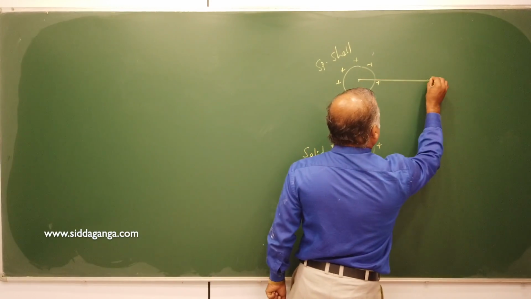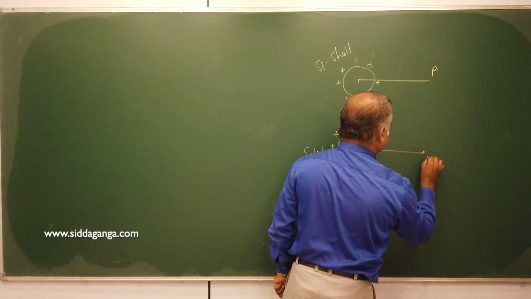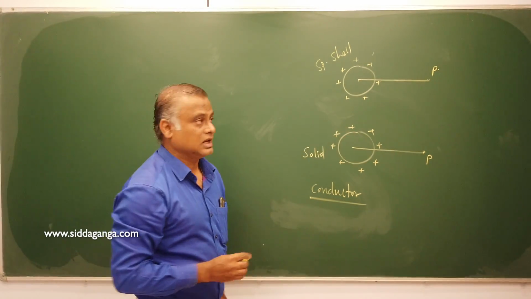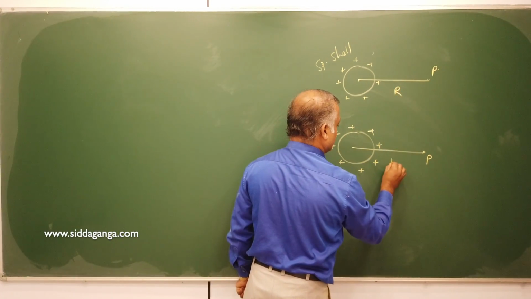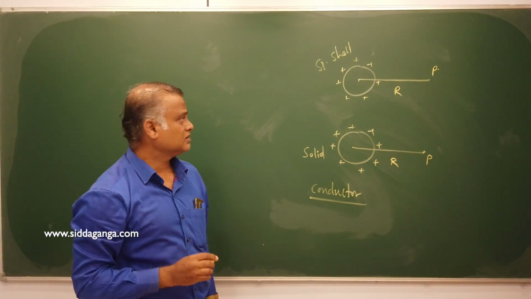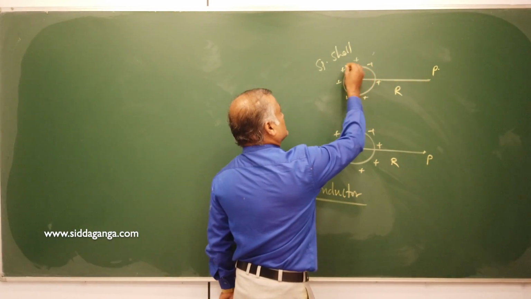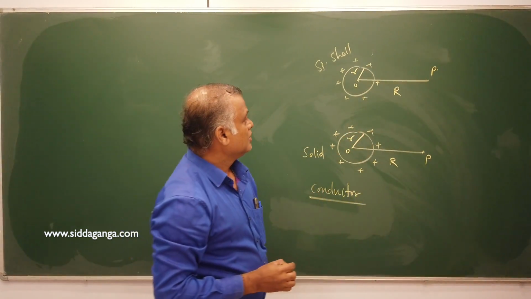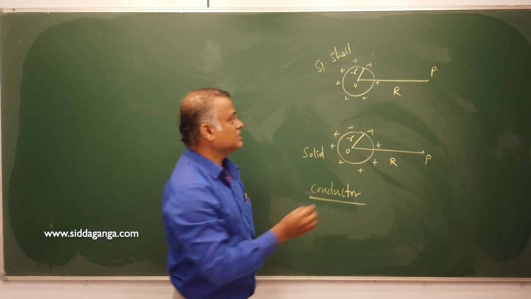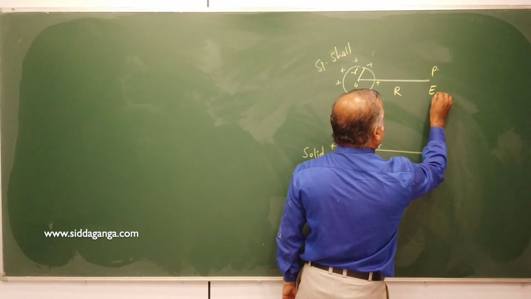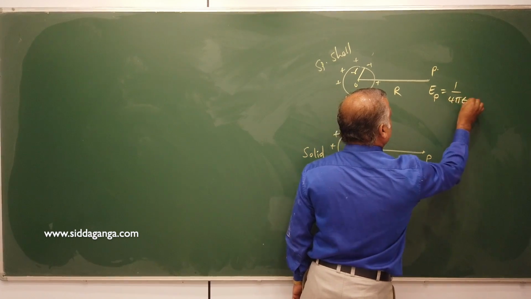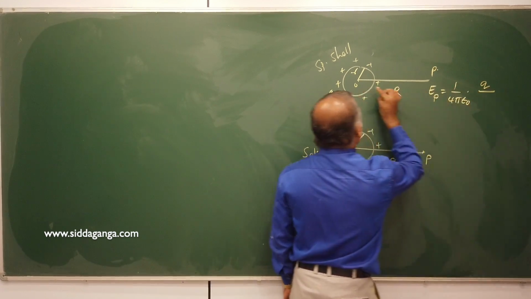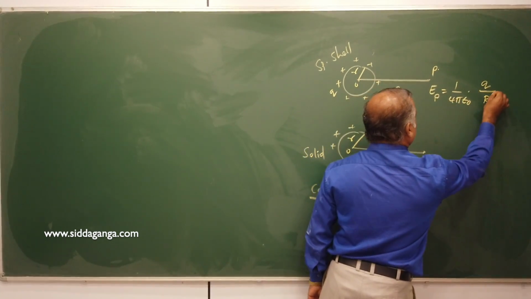When a point of consideration lies outside the shell, let us say at distance R from the center, and of course, let us say this spherical shell is of radius R. By Gauss law, we have derived that electric intensity at this point is 1 by 4 pi epsilon naught, the charge, let us say Q, divided by the distance from the center, R square.